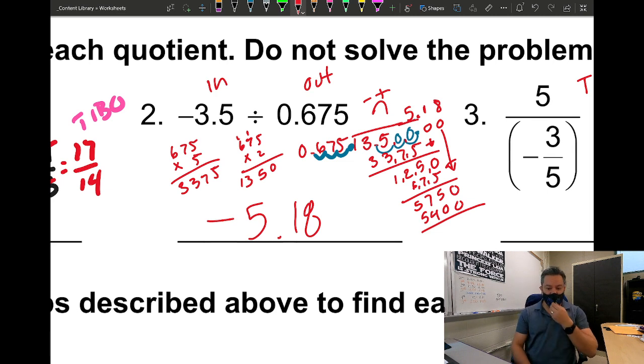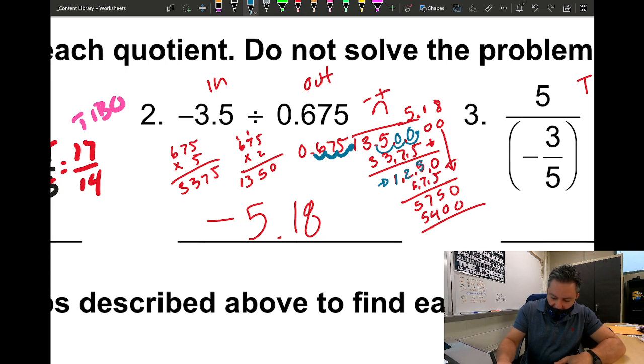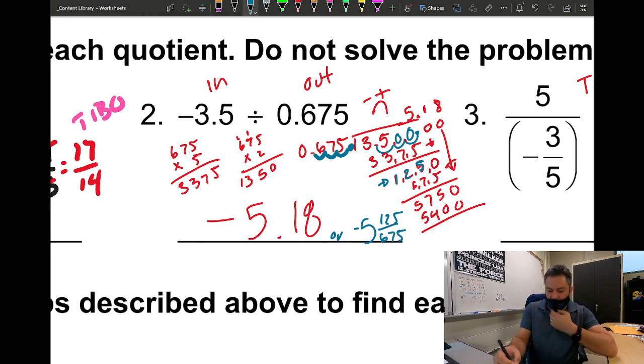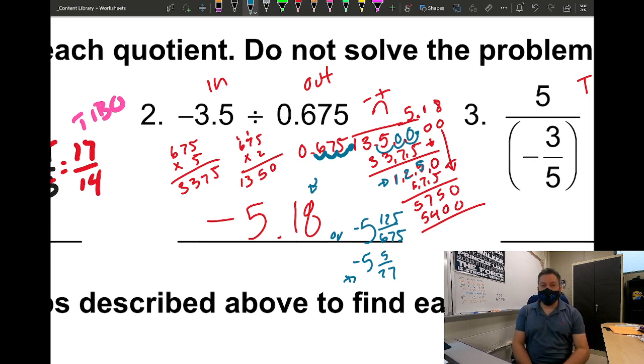Now, if you needed to leave the answer as a mixed number, you could have done that, and you will just stop right here at the 125. So this as a mixed number is going to be negative 5 and 125 over 675, and then you will just have to simplify that one right there. Negative 5 and 5 over 27. This right here is the same as this right there. Any questions so far? No?